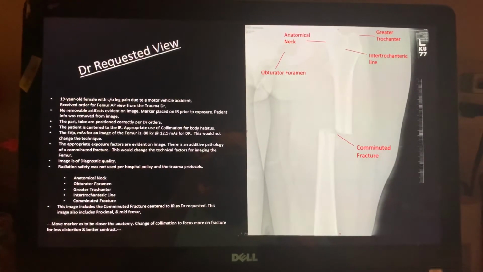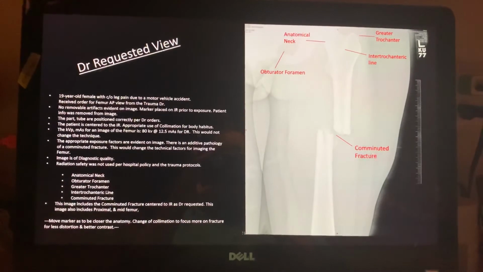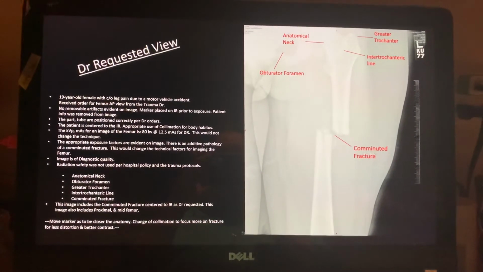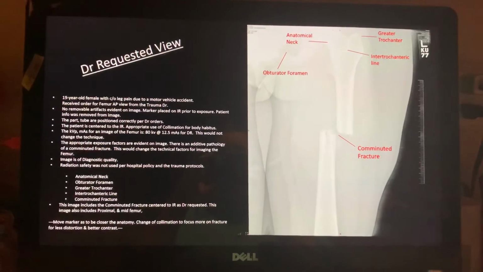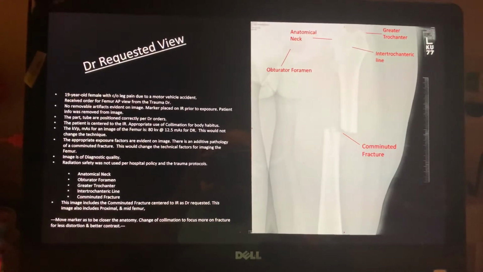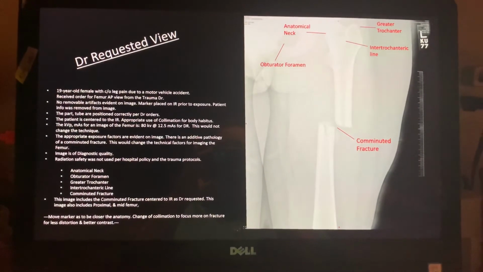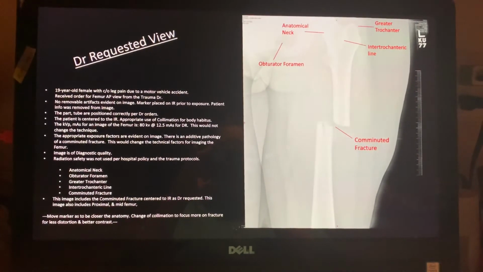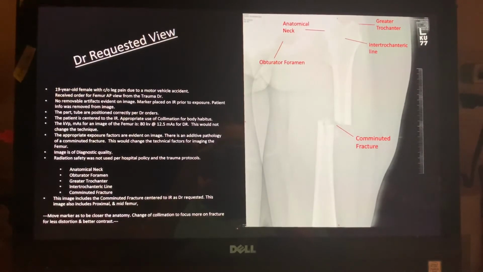There are no removable artifacts evident on the image. Marker placed on IR prior to exposure. Patient info was removed from image. The part and tube are positioned correctly per doctor orders. The patient is centered to the IR. Appropriate use of collimation for body habitus.